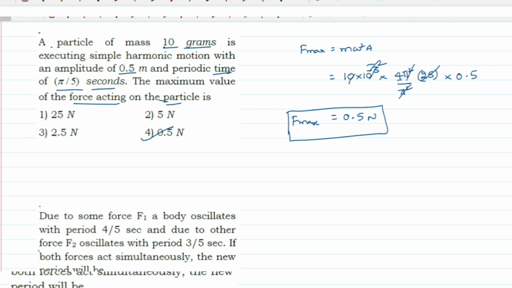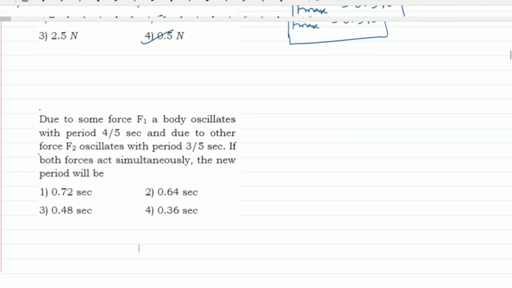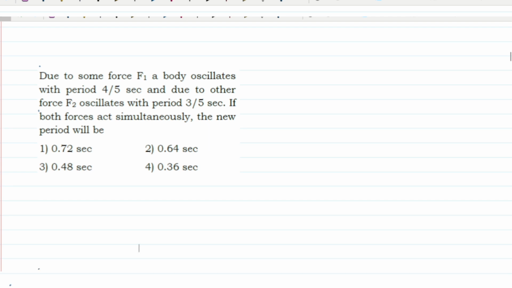Let us see the next question. Due to the force F1, a body oscillates with a period of 4/5 seconds. Due to another force F2, it oscillates with a period of 3/5 seconds. If both the forces act simultaneously, what will be the new period? They are asking that.